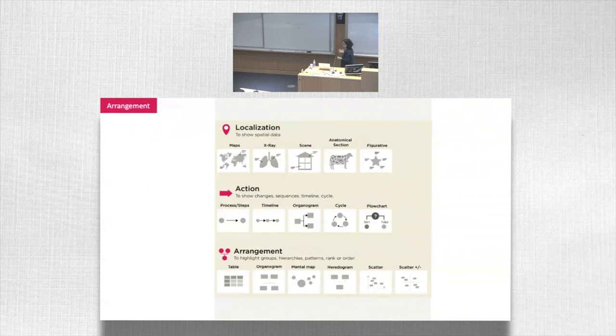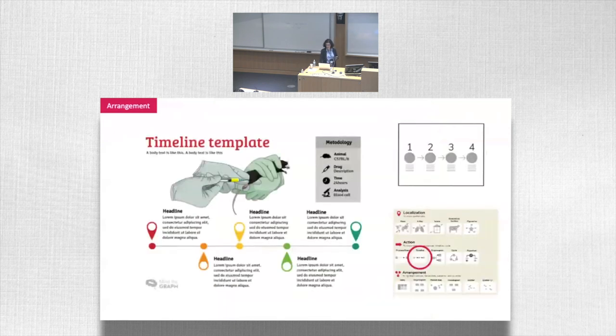You show a process, a timeline, and for this you need arrows. You need to be clear that one step is after the other step. And the last one, the arrangement, is when things are connected and you want to show the connection between them. So this is an example from Mindograph of a timeline. It's clear to see that it has several steps.